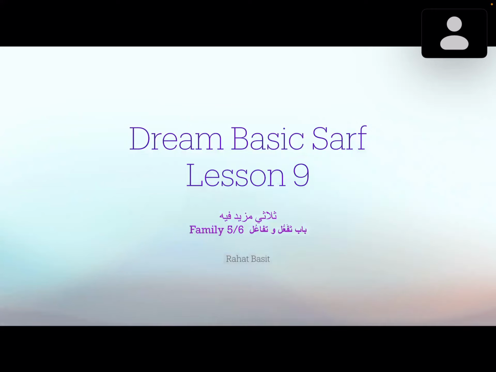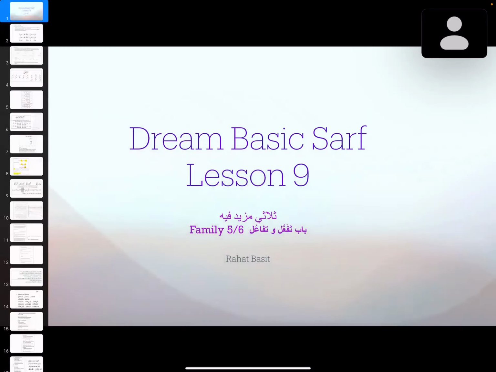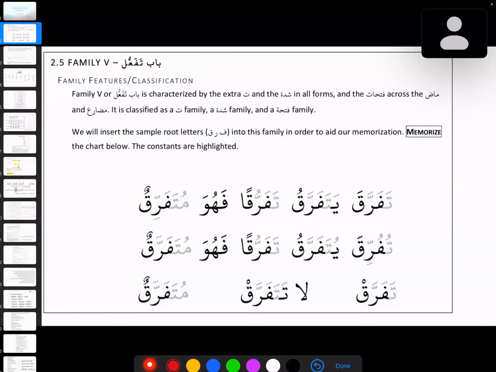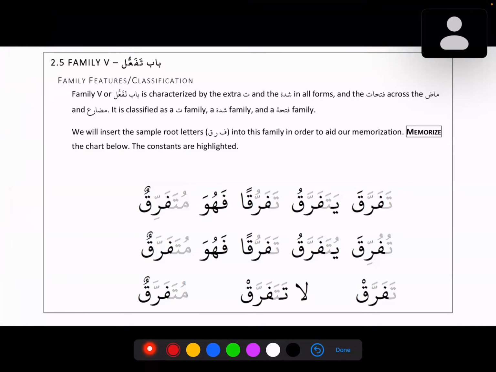So we are going to talk about family 5 and 6. I put them in there, but I don't think we would be able to cover both. So let's see how much we can cover today. So Bab Tafa'ula is Bab family 5 basically, and this family can be recognized by the Fatha family.